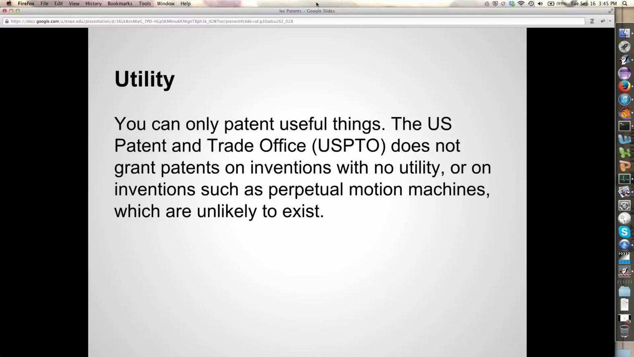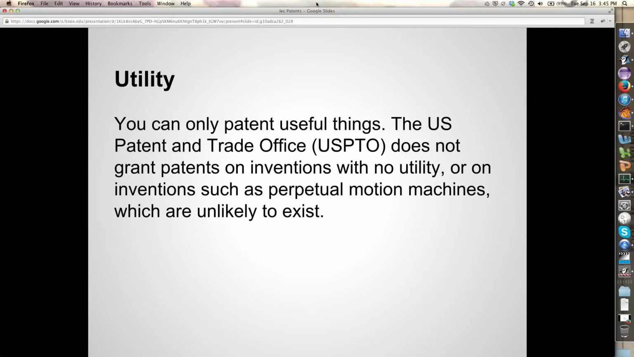The first part is utility: you can only patent useful things. The U.S. Patent and Trademark Office, USPTO, doesn't grant patents on inventions with no utility, things that the Patent Office does not find to be useful, or on inventions such as a perpetual motion machine, which is very, very unlikely to exist.